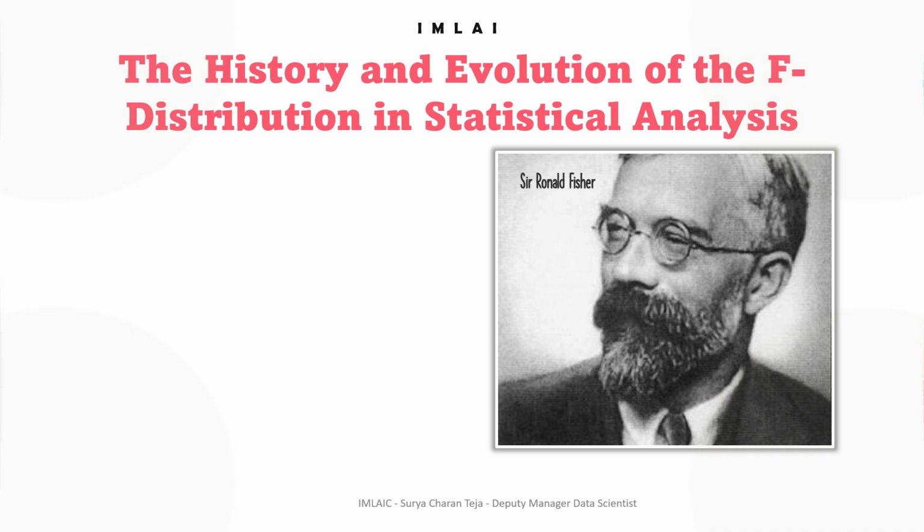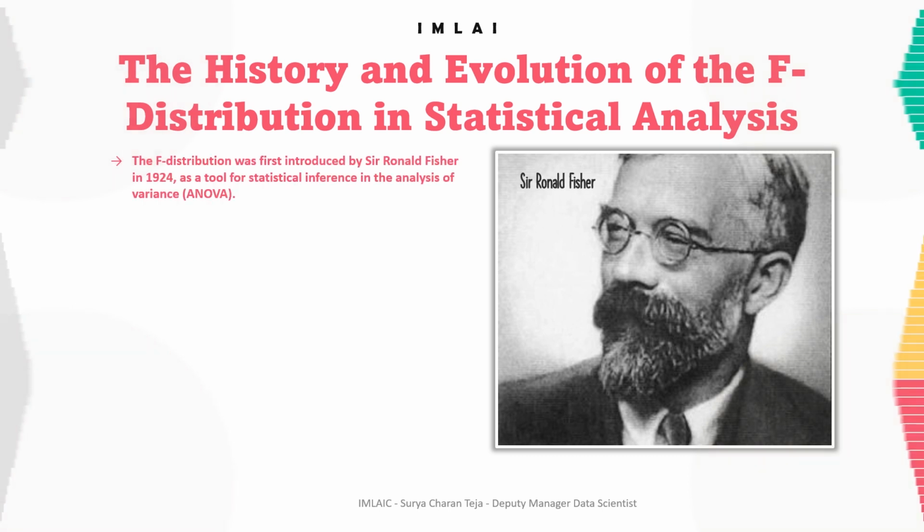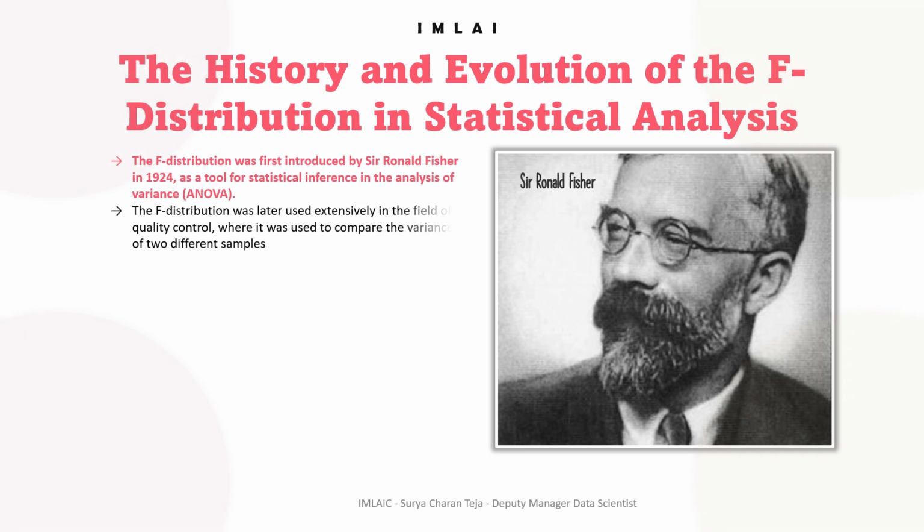So the F distribution was later used extensively in the field of quality control, where it was used to compare the variances of two different samples. It was also used in the design of experiments, where it was used to determine the optimal sample size and the number of replicates required to achieve a desired level of statistical power.